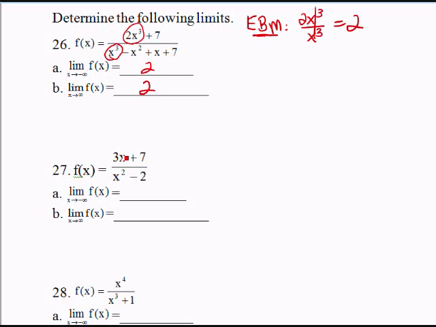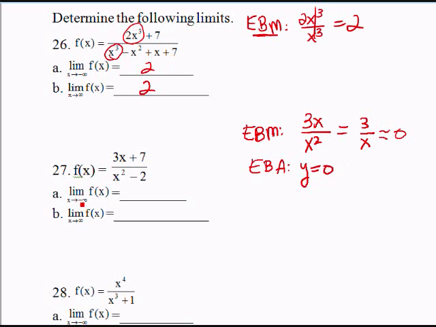Next one, again, end behavior model of the numerator in this case is 3x. The end behavior model of the denominator is x squared. So if we simplify that, we get 3 over x. So for very, very large values of x, what kind of function values am I getting? Well, if I put a huge number in the denominator, I'm doing 3 divided by a very large number, that gets very close to 0. So therefore, our end behavior asymptote, in this case, would be y equals 0. That means as x goes towards negative infinity and positive infinity, my function values are getting very close to 0. So therefore, both of these limit statements are also 0.